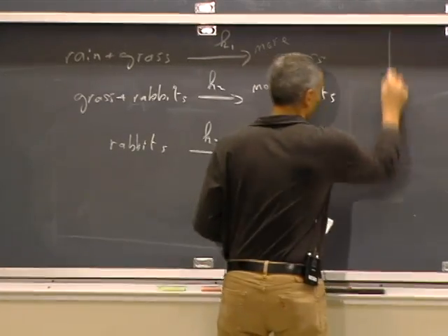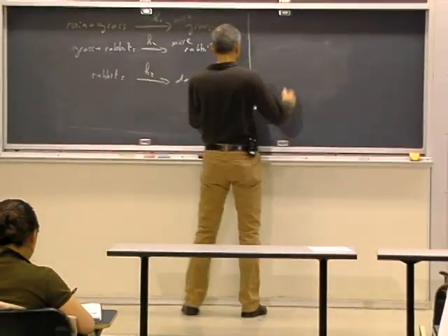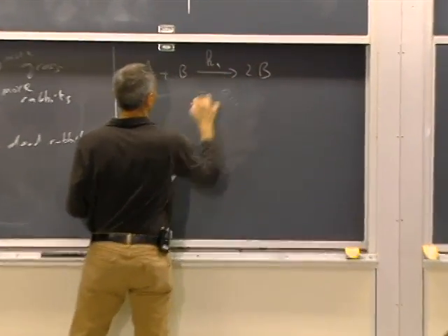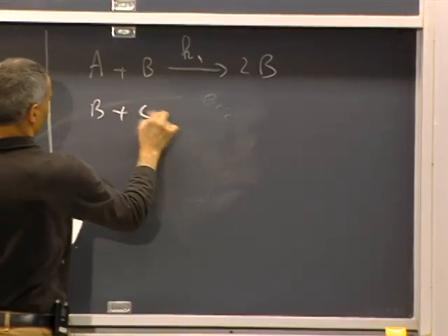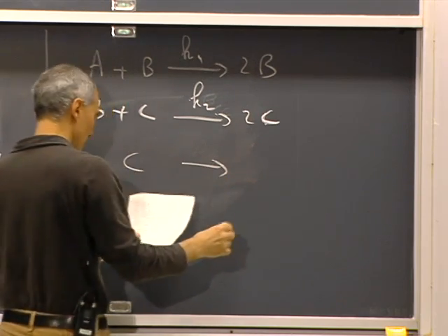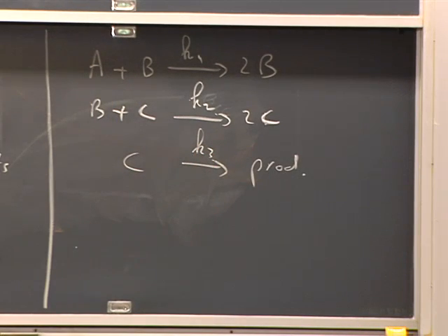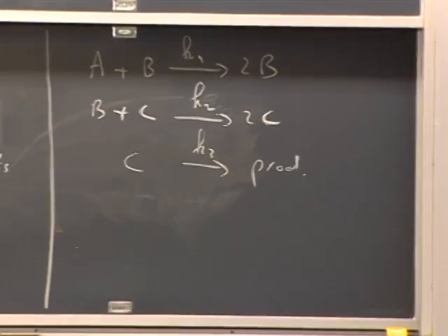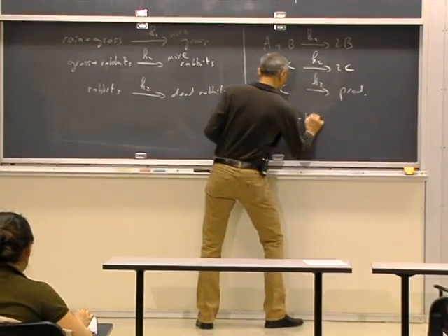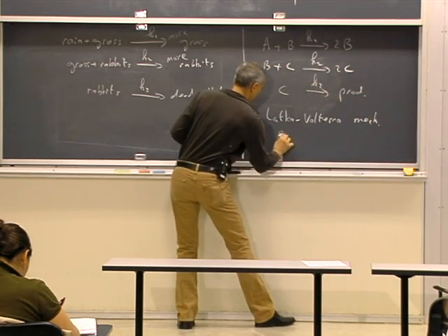OK, so now let's put some chemistry on this. Let's assume that instead of having live objects here, we have chemical molecules. So A plus B goes to 2B. That's the first step. Then we have B plus C, where C is the rabbits, goes to more rabbits. And then C goes to some sort of product, right, soil. All right. This is a very famous mechanism. It's called the Lotka-Volterra mechanism. It's also called the predator-prey mechanism.